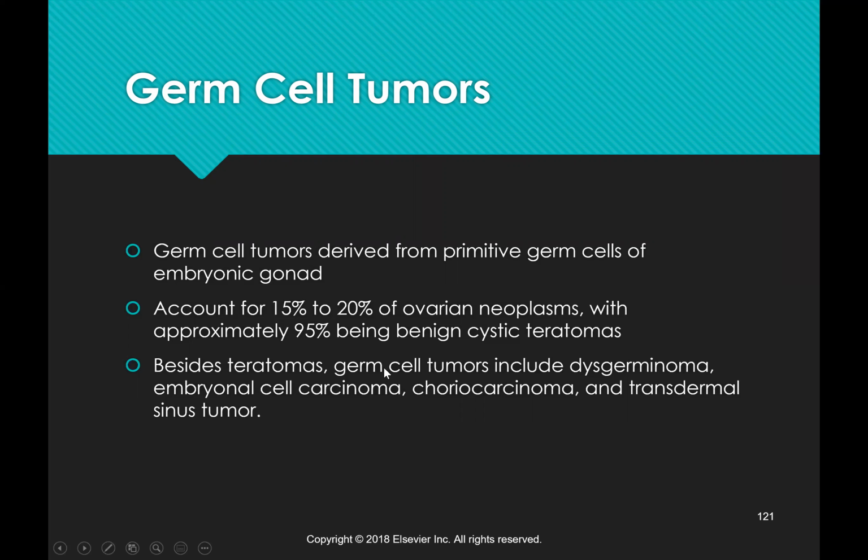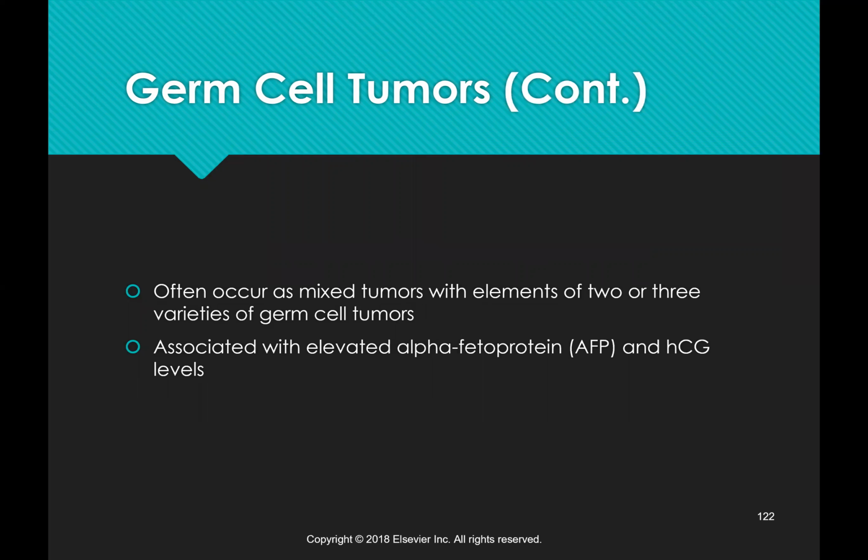Besides teratoma, germ cell tumors include the dysgerminoma, embryonal cell carcinoma, choriocarcinoma, and endodermal sinus tumor. Often they occur as a mixed tumor with elements of 2 or 3 varieties of germ cell. They have an association with elevated AFP and HCG levels.